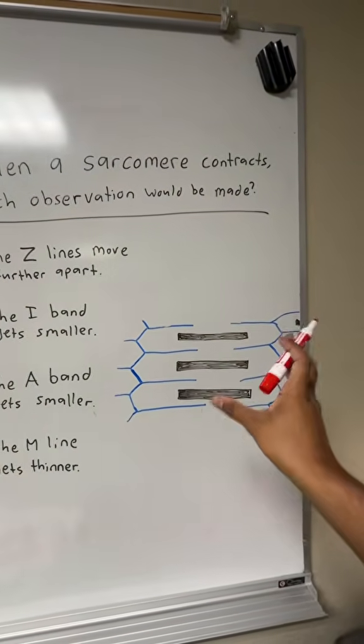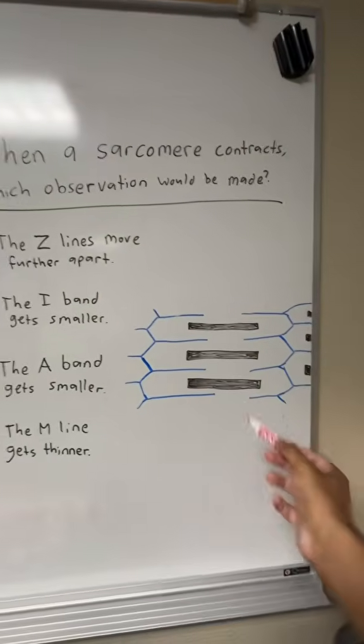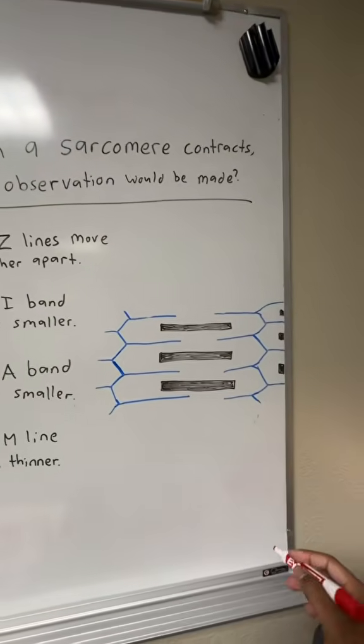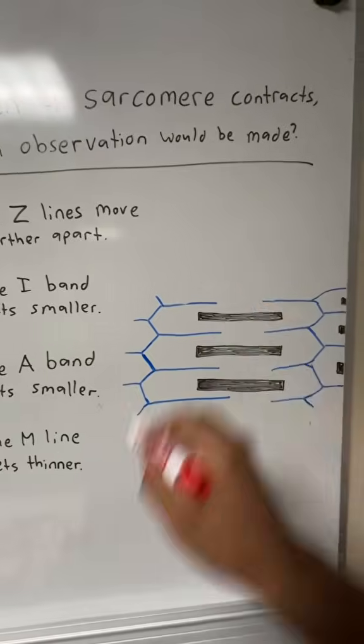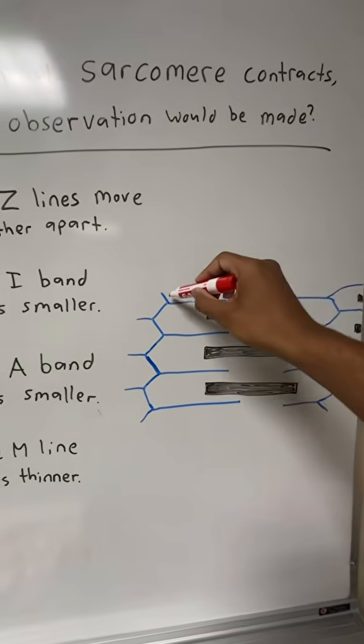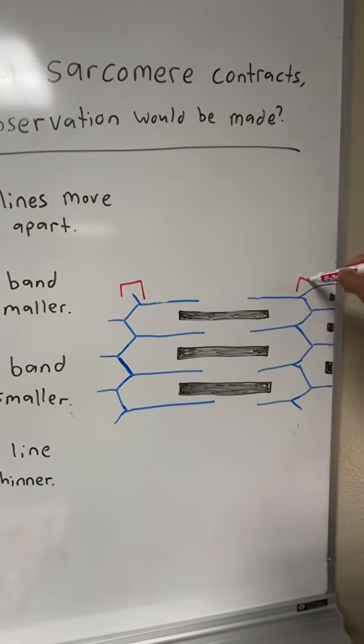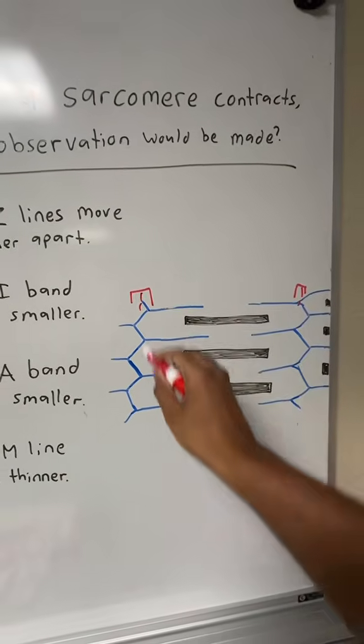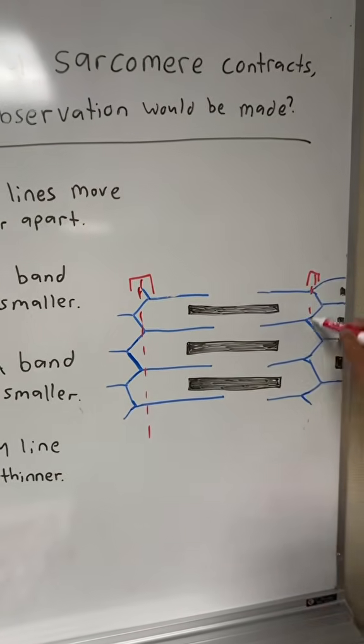Sarcomeres have different components, such as the Z lines, I bands, all that stuff, which we're going to get into. So the first thing I want to talk about is the Z line, okay? The Z line is going to be essentially like this, like a line, right? And it's showing the boundaries of a single sarcomere.